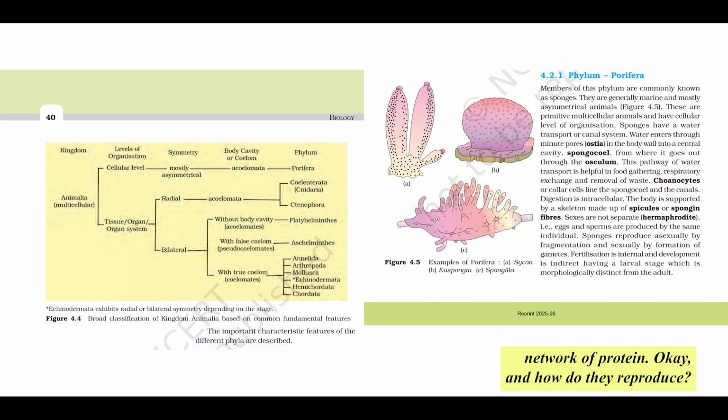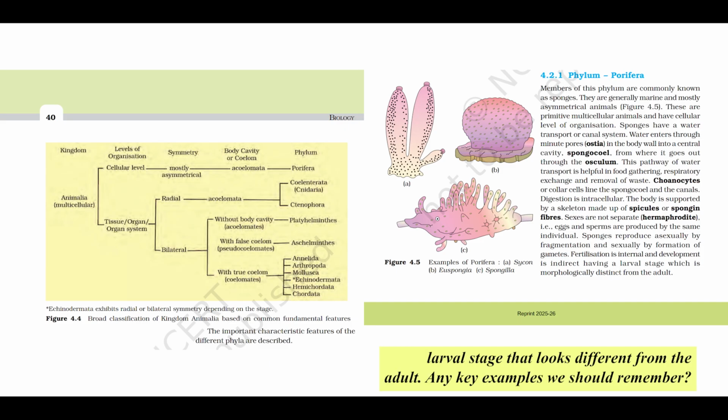Okay, and how do they reproduce? Sponges are generally hermaphrodite, meaning the same individual produces both eggs and sperms, though usually not at the same time. They reproduce asexually by fragmentation. A piece breaks off and grows into a new sponge. And they also reproduce sexually by gamete formation. Fertilization is internal, and development is indirect, meaning there's a distinct larval stage that looks different from the adult.